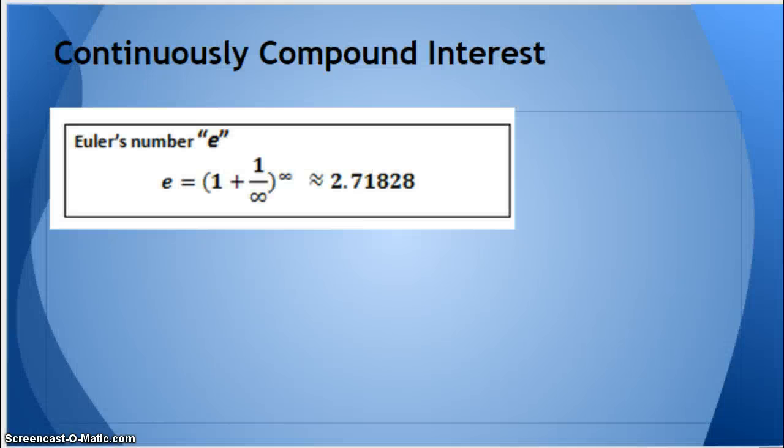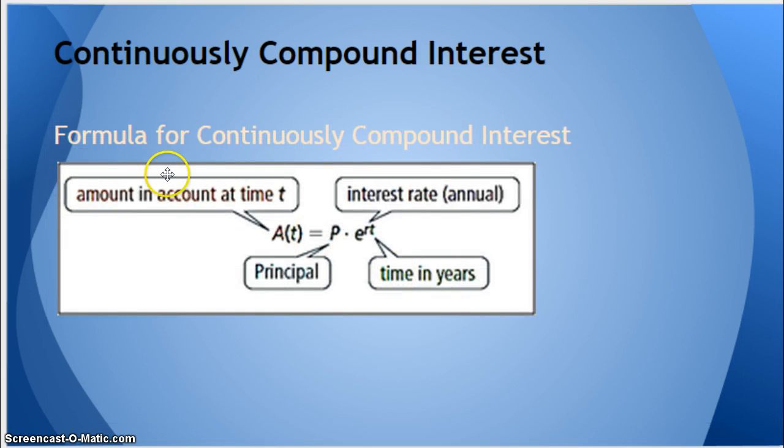The number e has a lot of real world applications. You're going to talk a lot about e when you go to pre-calc or especially calculus. For now, just remember that e is another irrational number that we use, and its size is about 2.7 something. So let's move on to our formula. The formula includes e, that's why I wanted to introduce it. This is the formula for continuously compounded interest.